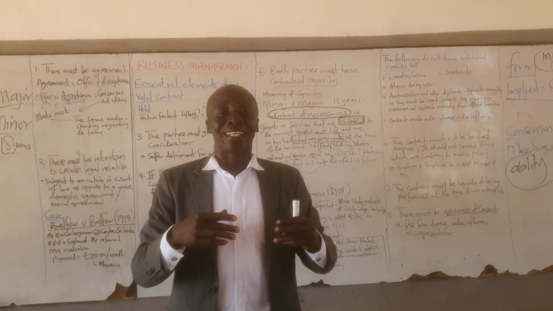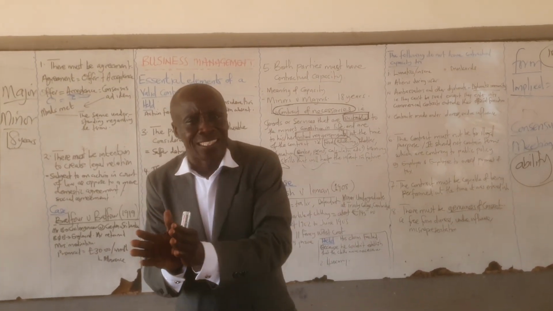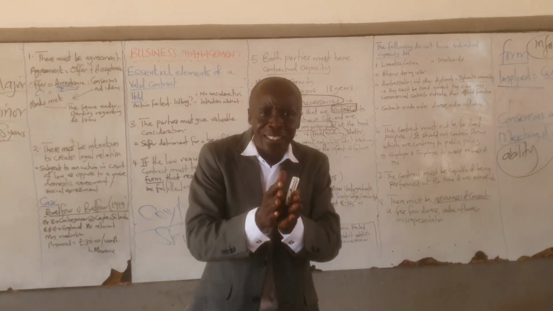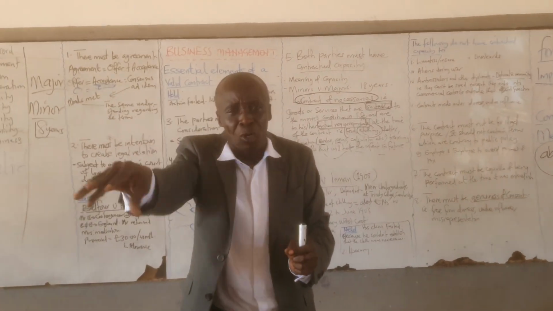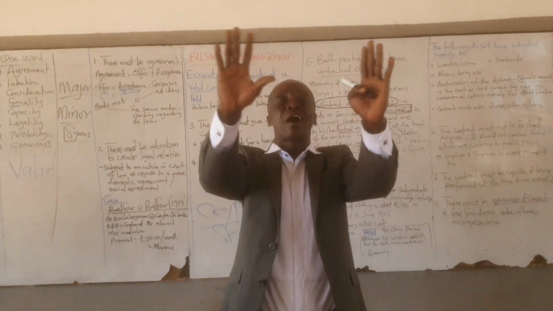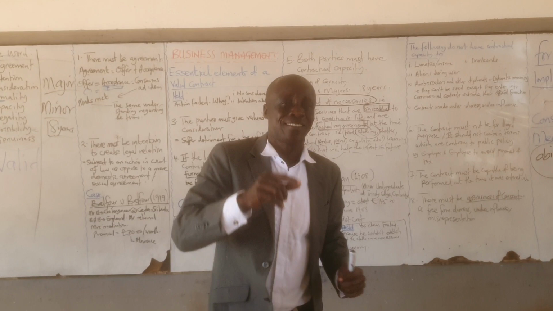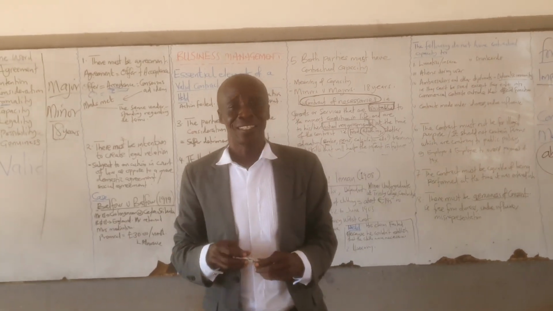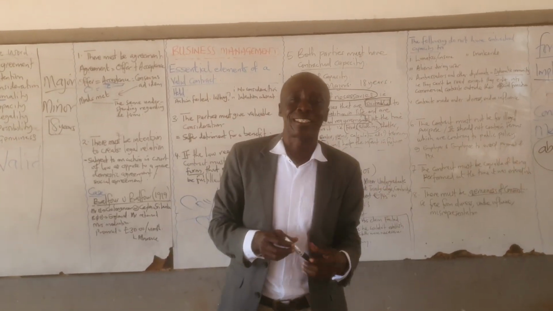So you will say that the boy has the ability, the capacity to enter into a contract to buy clothing. The obvious answer is yes, because it is clothing. Is that not it? Yes. But let's look at it.